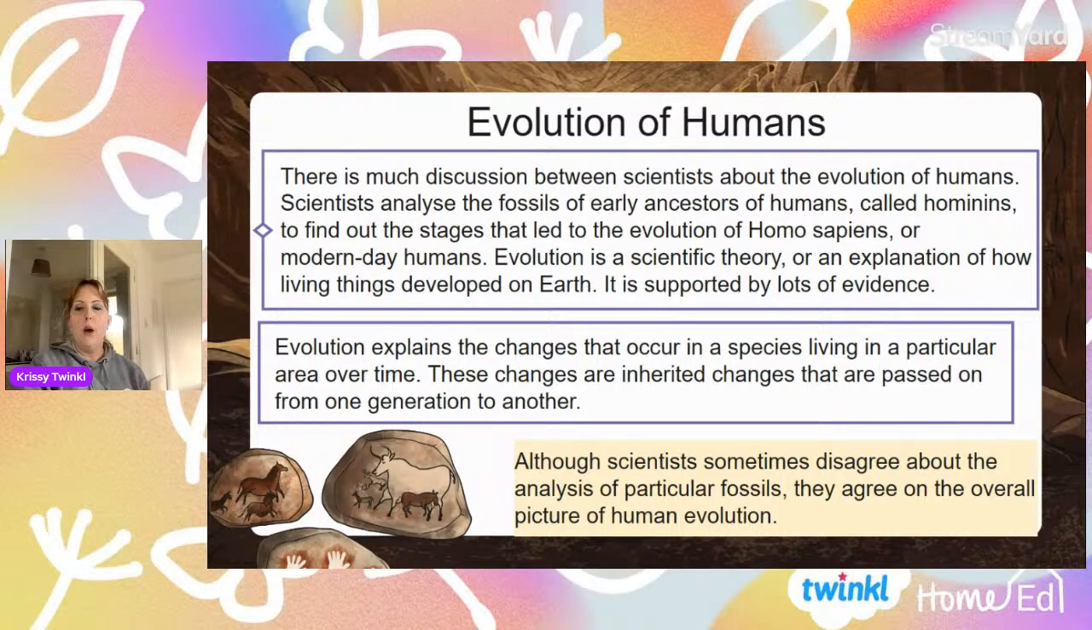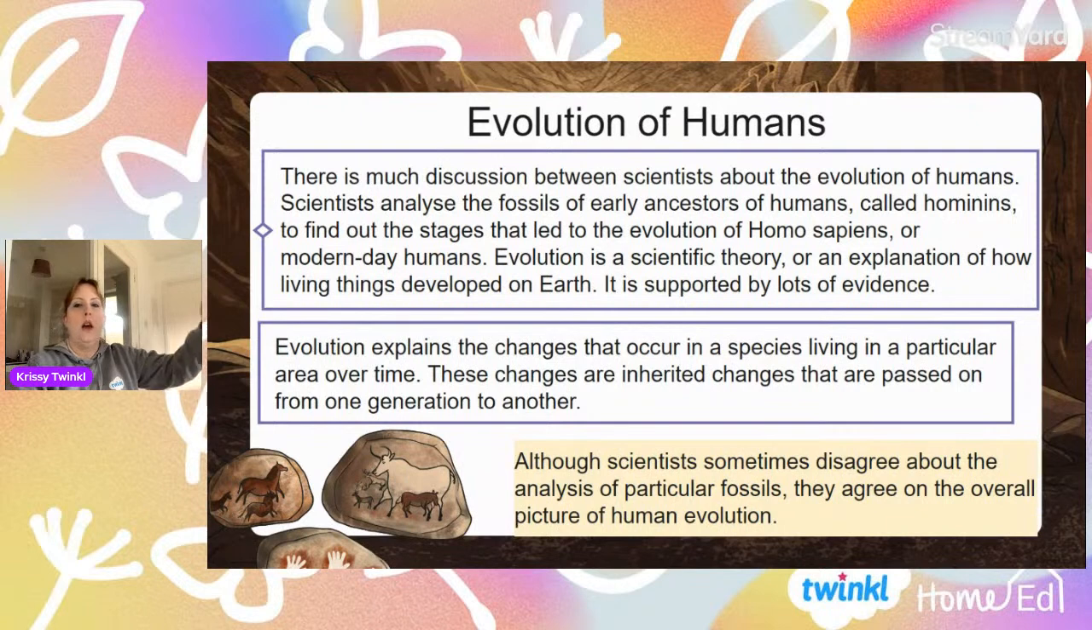So we tried to work out, how did we get to modern day humans? So we are known as Homo sapiens. So if you want the technical term for what we look like right now, we would refer to ourselves as Homo sapiens. And the people that came before us, or the animals that came before us, are known as hominins. And so evolution is a scientific theory. And the scientific theory is that we have slightly changed over time.